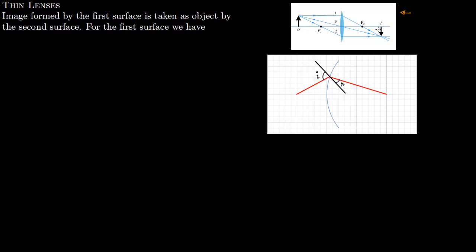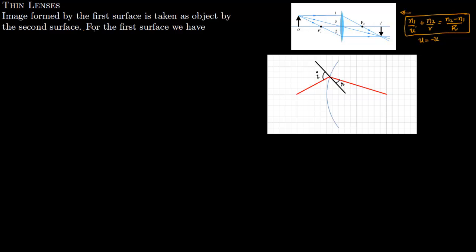Now notice that in the previous lecture we had this formula: n1 by u plus n2 by v is equal to n2 minus n1 by r. We had put u as minus u for the object, and then we had done an example. So in this lecture we will just take this formula because there's going to be a shift in images. There are going to be two different images formed by two different sides of the lens, and let us see this.